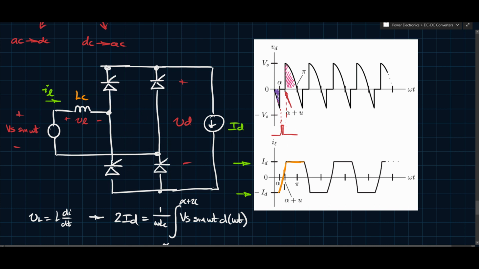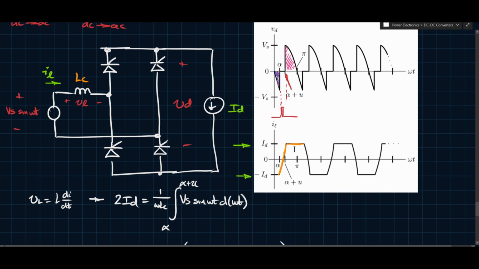Okay, and that time we defined as U, which is why this goes from alpha to alpha plus U. And during that time, when that commutation takes place, or the current is switching from one branch to the other, we know that this voltage VD will be 0 since all 4 switches are conducting during that time. And so you have to be careful with controlling your switching pulses during this type of operation, because you need to make sure that your switching is sufficient for all of these things to take place properly.